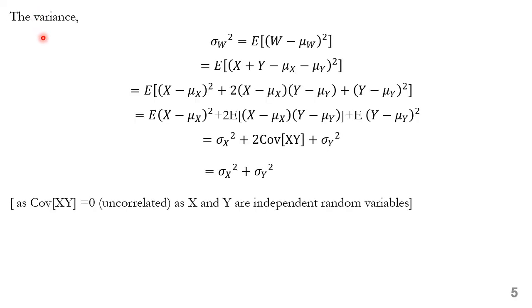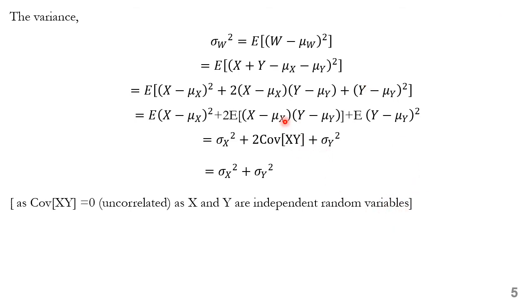In the same way, let us compute the variance. Sigma W squared is equal to the expectation of W minus mu W whole square. Let us substitute W as x plus y and mu W as mu x plus mu y. Then we can simplify this further as the expectation of x minus mu x whole square plus 2 times x minus mu x times y minus mu y plus y minus mu y whole square. The expectation of x minus mu x square is sigma x square. The expectation of x minus mu x times y minus mu y, multiplied by 2, is 2 times the covariance of xy. And the expectation of y minus mu y square is sigma y square.